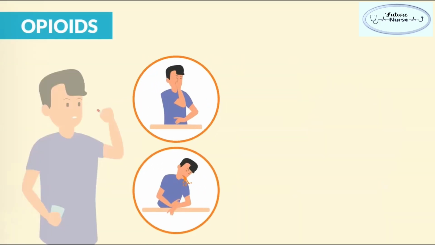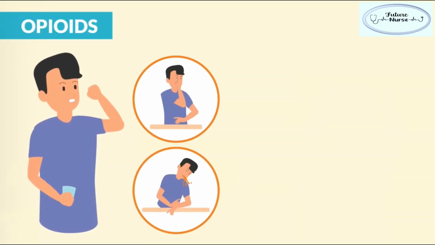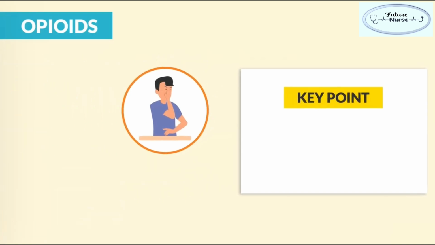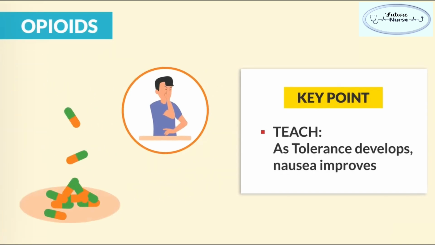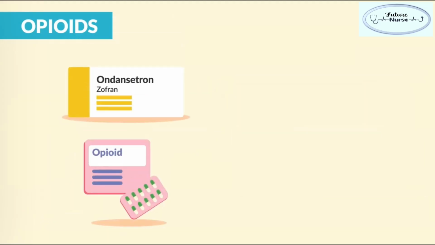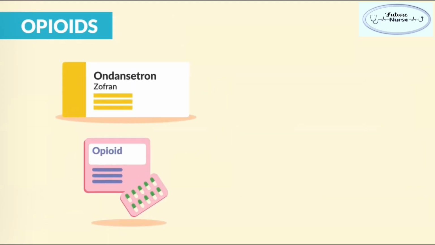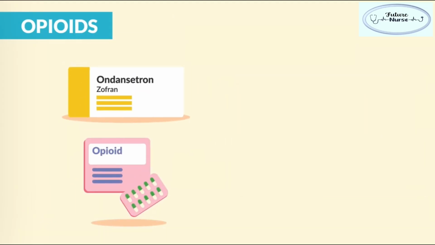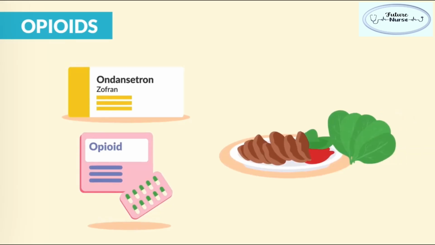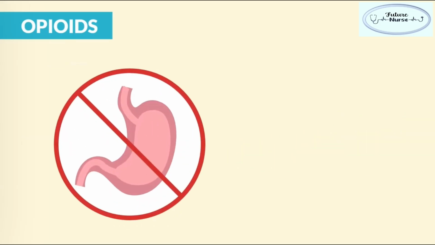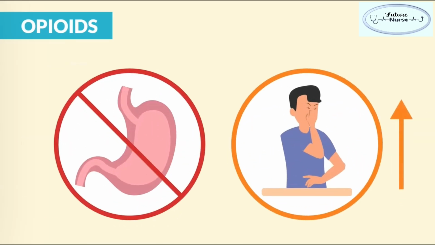And for nausea and vomiting when first starting the med, key point here, write this down. Teach that tolerance will develop and nausea will improve. So give antiemetics initially like ondansetron, brand name Zofran, and for PO opioids we take with food, not on an empty stomach, which may increase the risk for nausea.